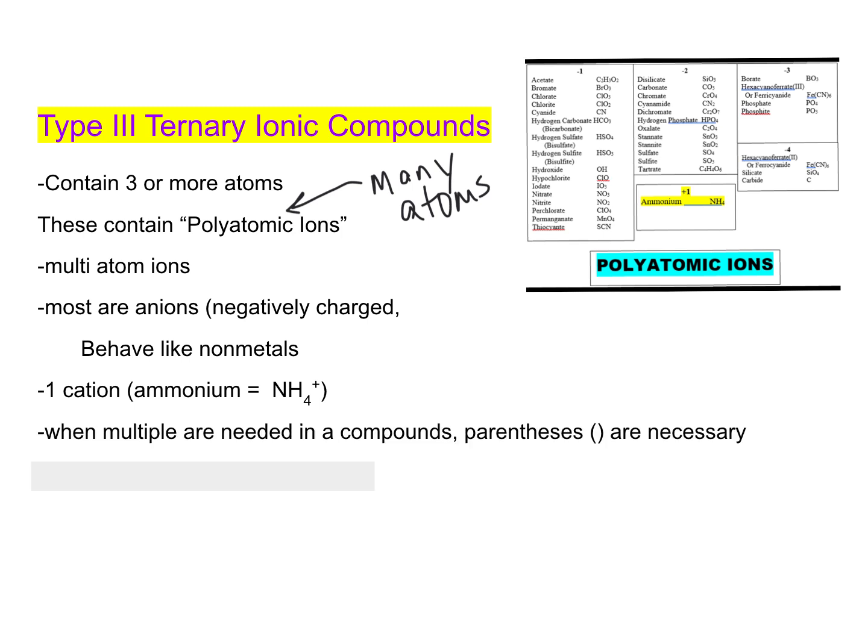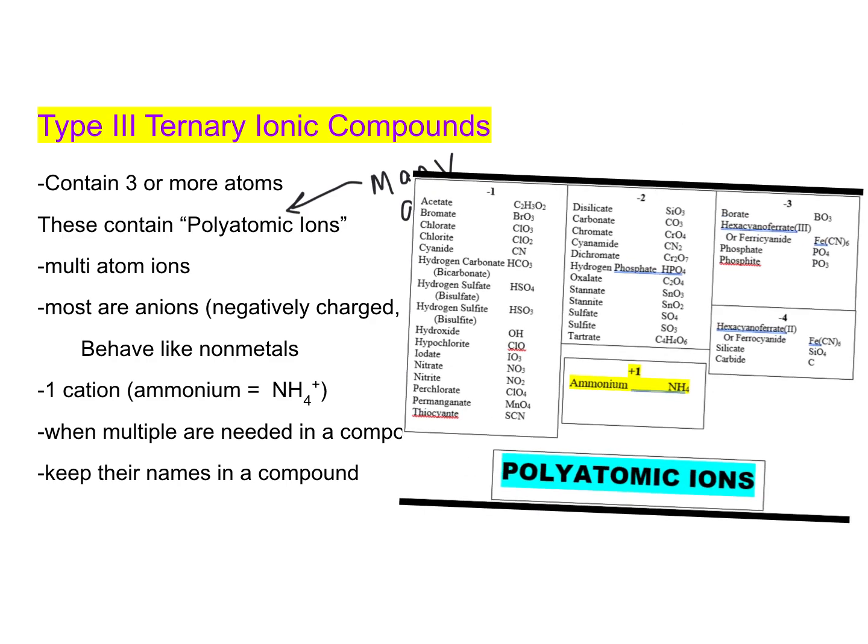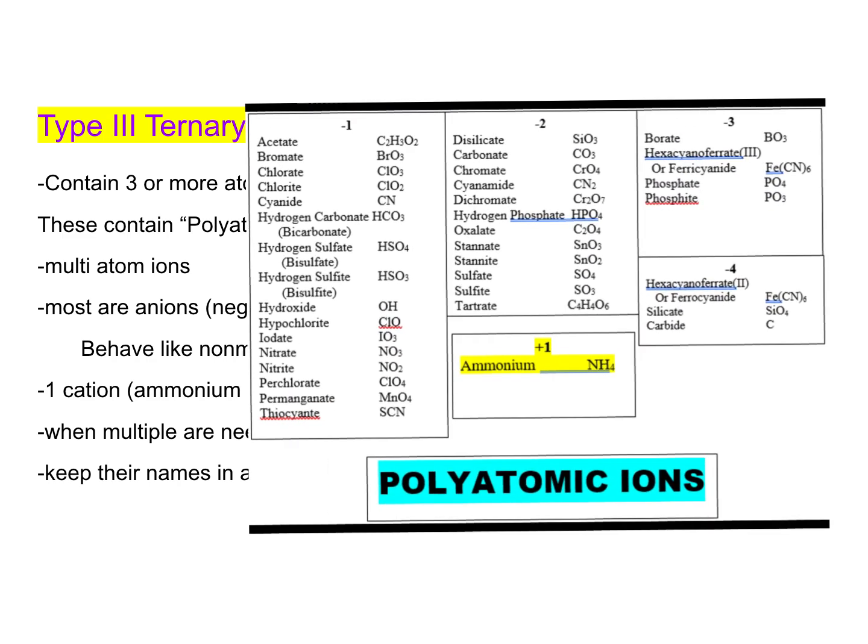When we write formulas and we need more than one of these polyatomic ions, we have to use parentheses to group them together. So you'll be writing some parentheses out if needed. And when we're naming these ionic compounds, they just keep their names. So here is a chart of the polyatomic ions. If you take a look at it, it's got the negative charges, and you see that ammonium is the only one that is a positive charge. That's right here.